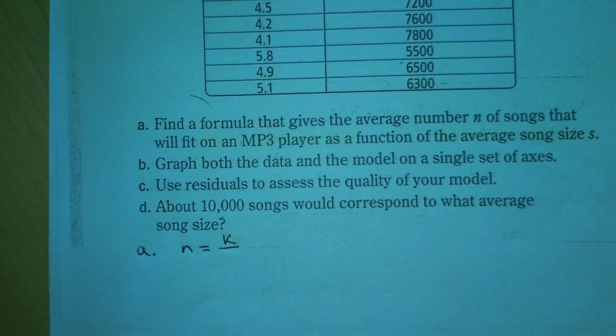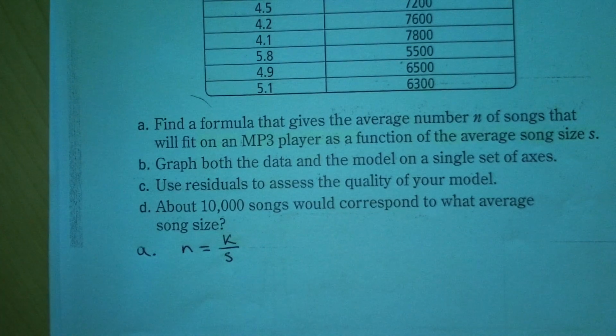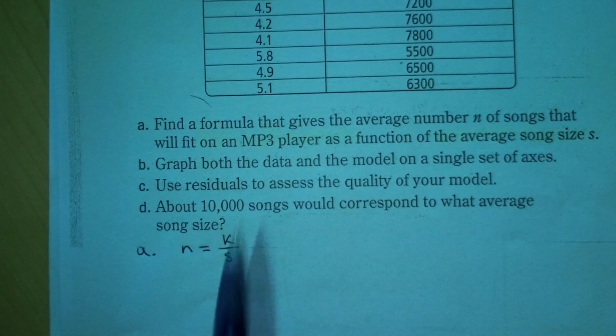Okay, so then what they're going to want to do, that's like our general equation. From there, they're going to want you to figure out what the k value actually is. To do that, I would just pick one of the ordered pairs here in our table and then plug that in and find the k. So here, the one that I used on the example, I'm just going to use that. It was the 4.9 and then the 6500.